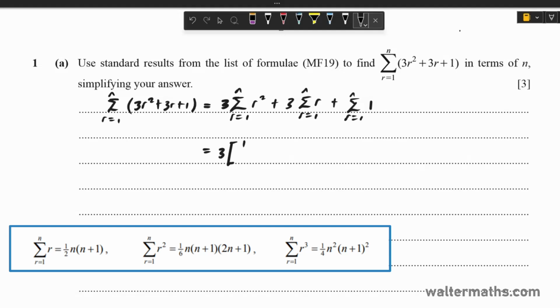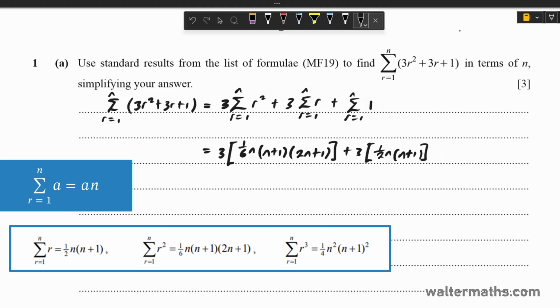give you a sixth n of n plus 1 of 2n plus 1, and it's plus 3 for the sum to n of r, that's half n of n plus 1, like this, and then the sum of n ones will just give us n.